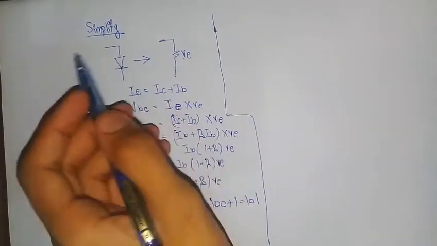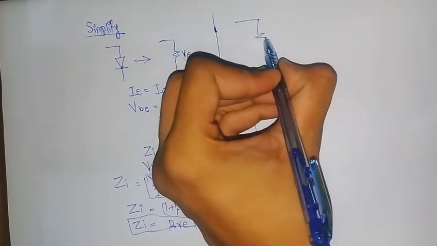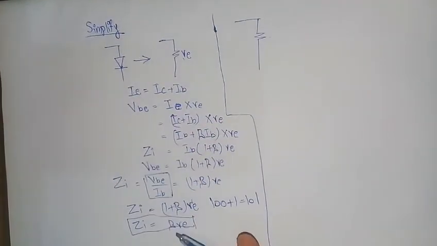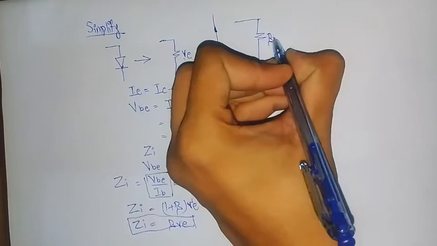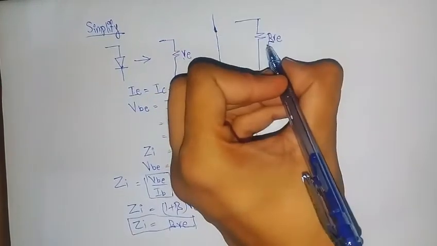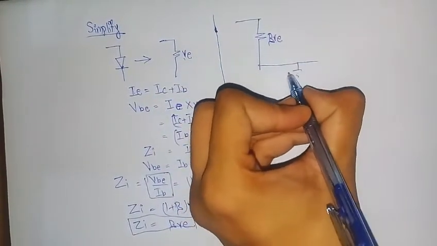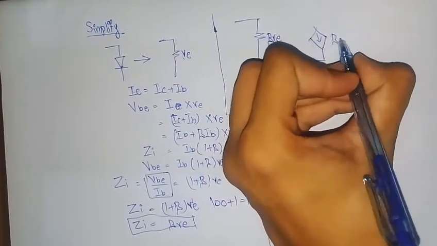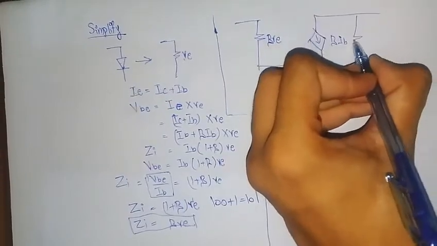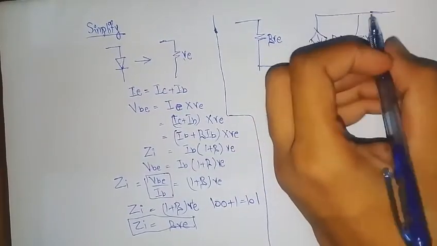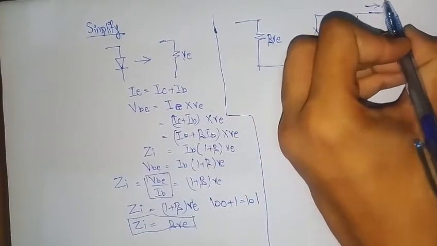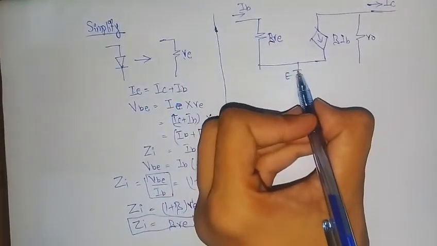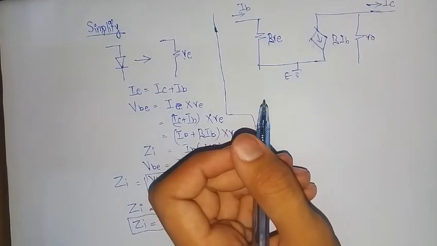So now the simple model of the common emitter configuration looks like this: there will be a resistance of RE. Now the value of input impedance is beta times RE. So this resistance has the value of beta times RE, and then the emitter branch is common between them, and there will be a dependent source beta times IB, and there will be a resistance of R0. This will be the collector current, and here the base current is flowing, and the emitter current will be equal to 0.